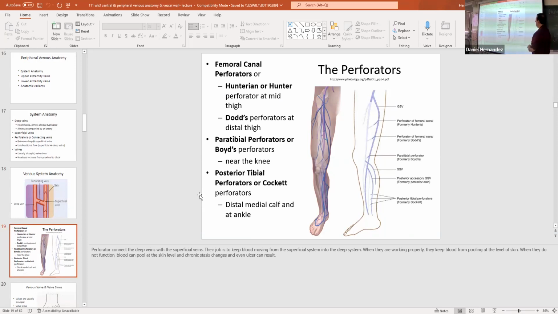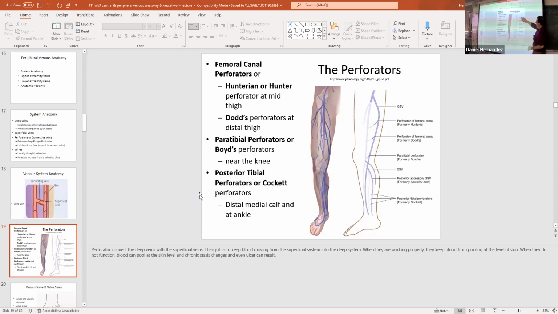In terms of perforators, when we focus on these perforators, we're looking at the lower extremities. Trying to think of the mnemonic that some of the other students came up with. They remembered "hippies don't bite cheese." That's the one they came up with, working their way down: Hunter, Dodd, Boyd, and Cockett.